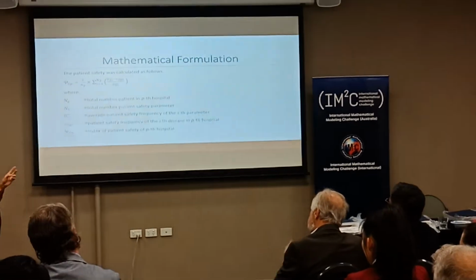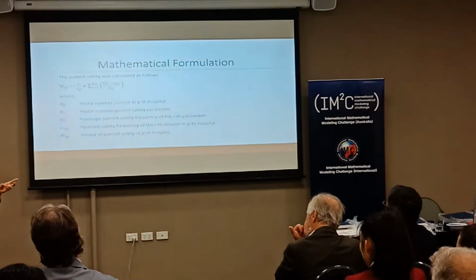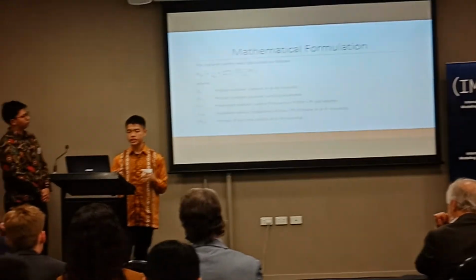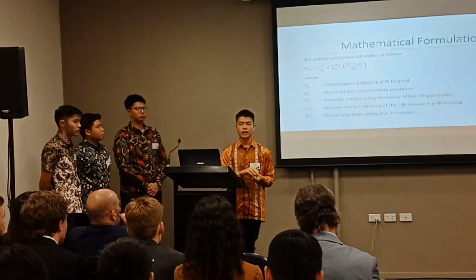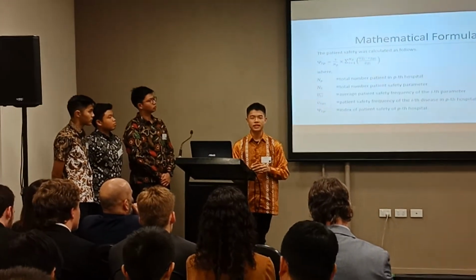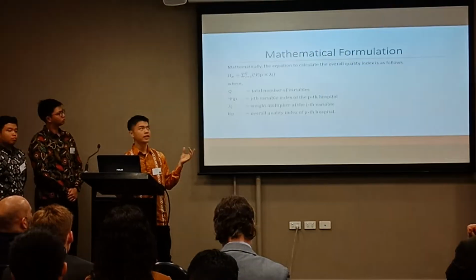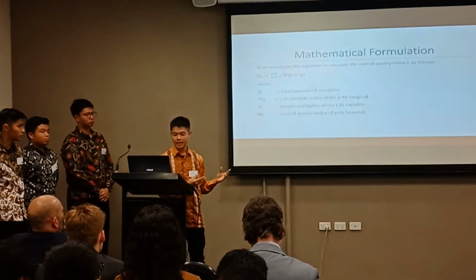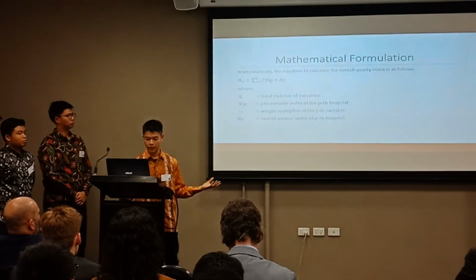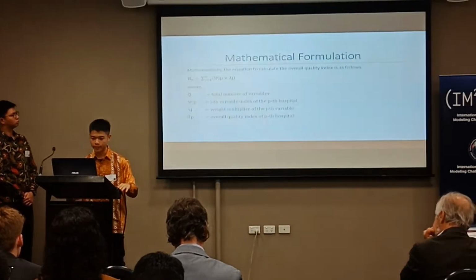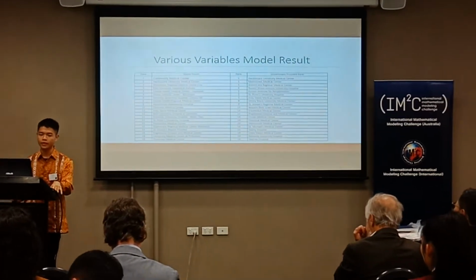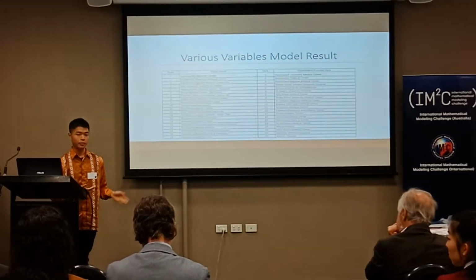So right here you can see there's a patient safety frequency. The data shows us how many times an unwanted incident happens. It's each vector's index with its weight multiplier, and then we add the three. And therefore, we obtain the final result for our various variable model.